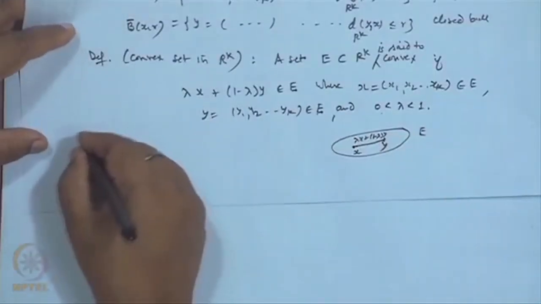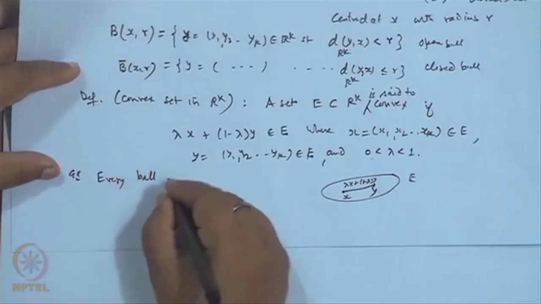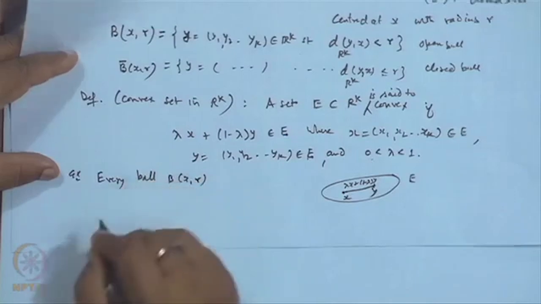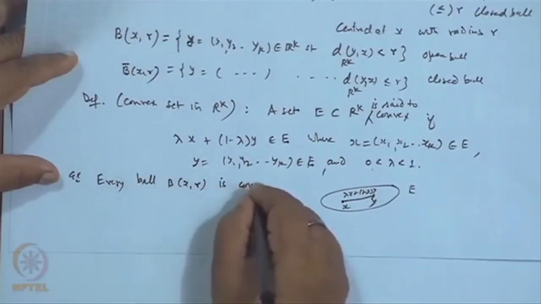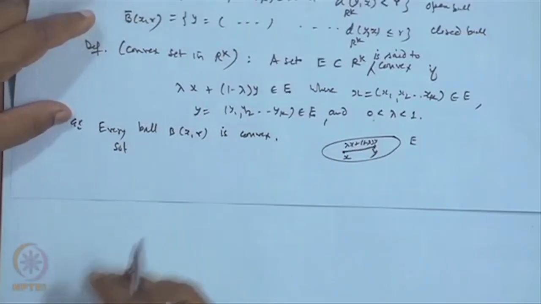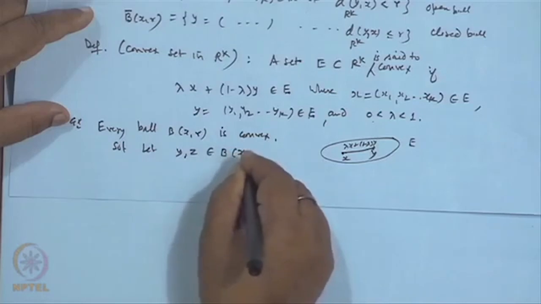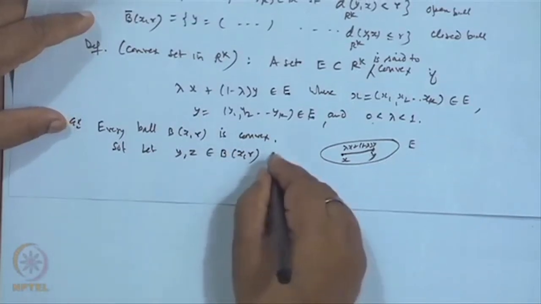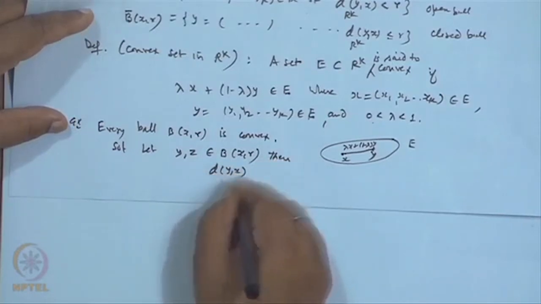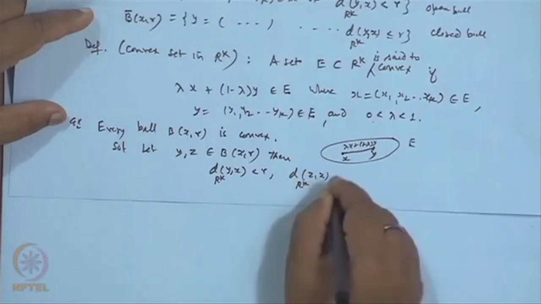As an example, every open ball B(x, R) centered at x with radius R is convex. The reason is, if we pick two elements from this ball, say y and z, let y and z belong to the open ball centered at x with radius R. Then by definition d(y, x) in R^k is less than R, and d(z, x) in R^k is less than R.